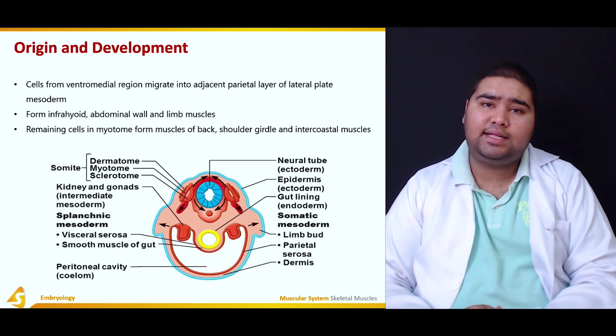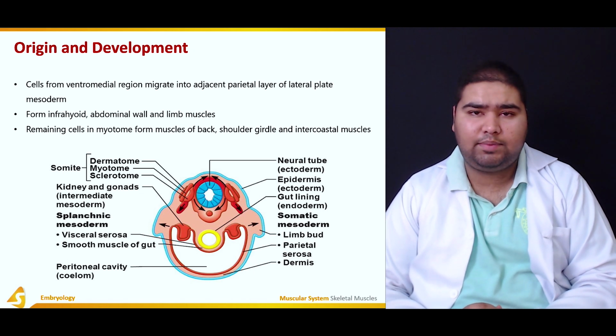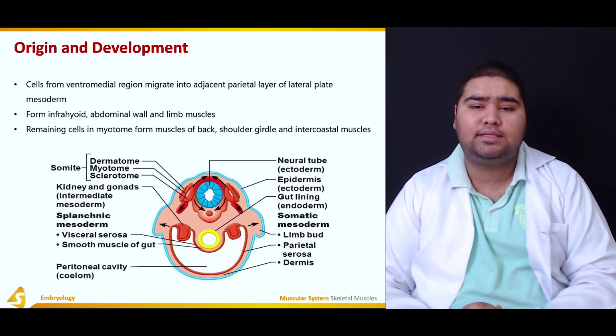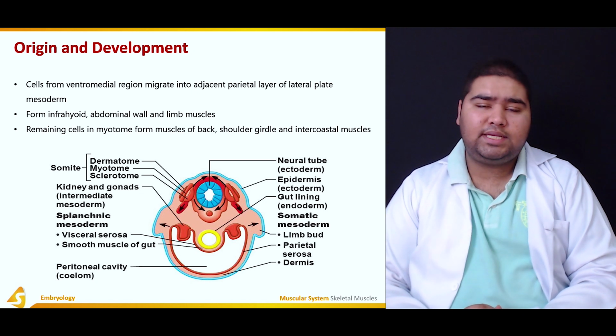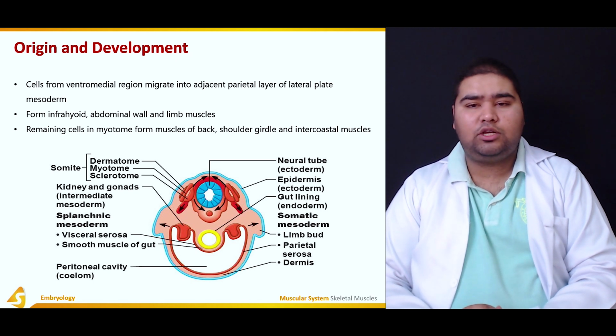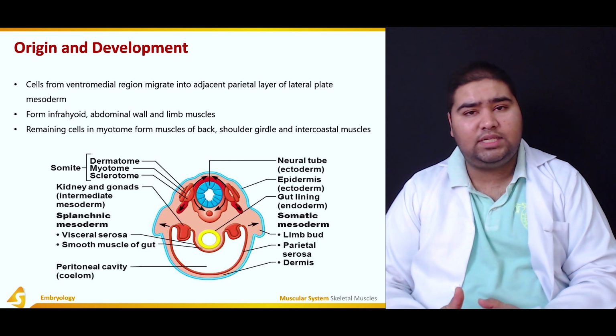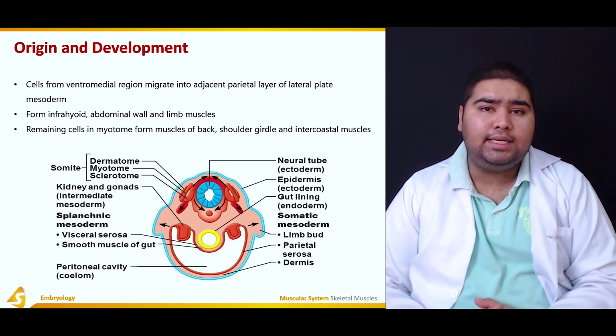So again, the cells that did not migrate, what do they form? They also form three separate muscle groups. These muscle groups involve the muscles of the back, the muscles of the shoulder girdle, and the intercostal muscles. What are the intercostal muscles? The intercostal muscles are those muscles which are located in between the ribs.